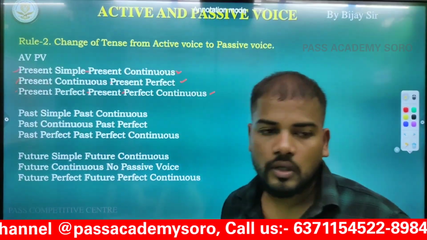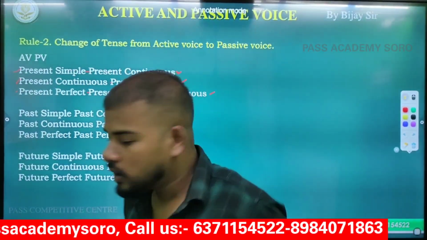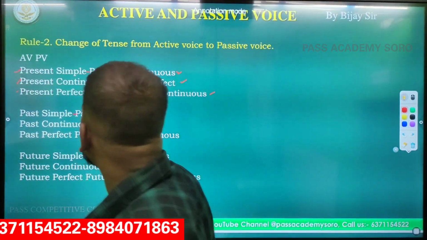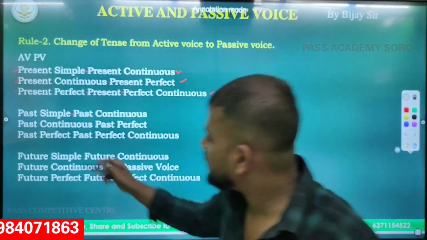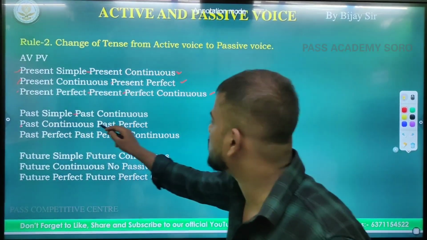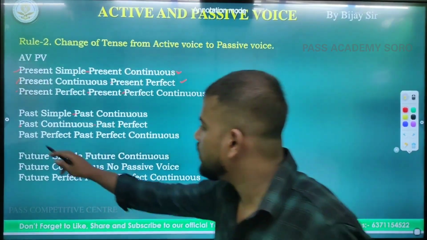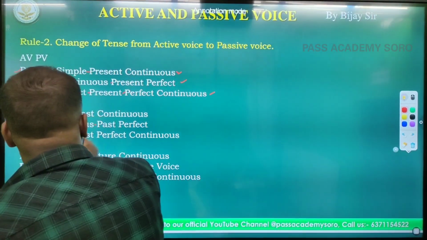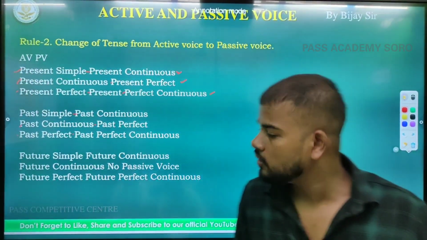Past simple. If our sentence is in past form, if it is in past simple form, we will change into past continuous. If our sentence is in past continuous form, we will convert into past perfect. And if past perfect tense, we will change into past perfect continuous.